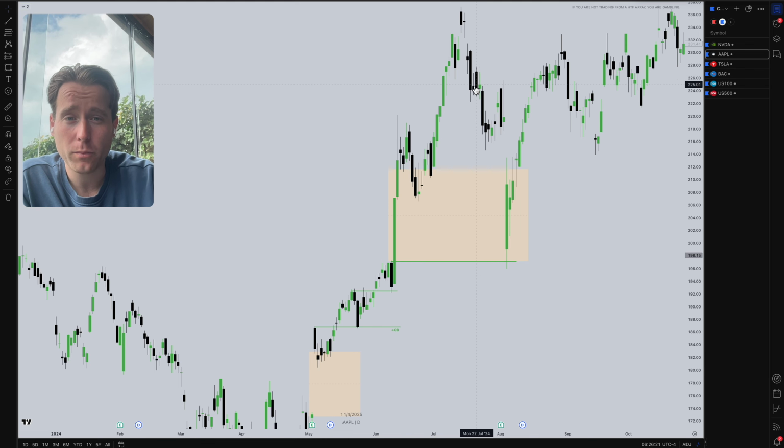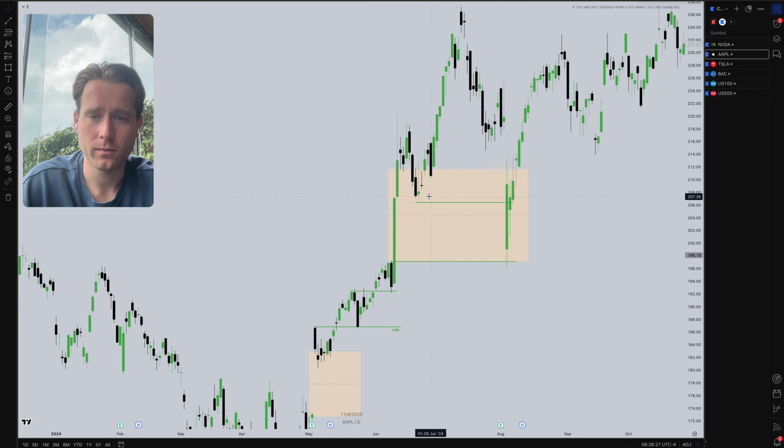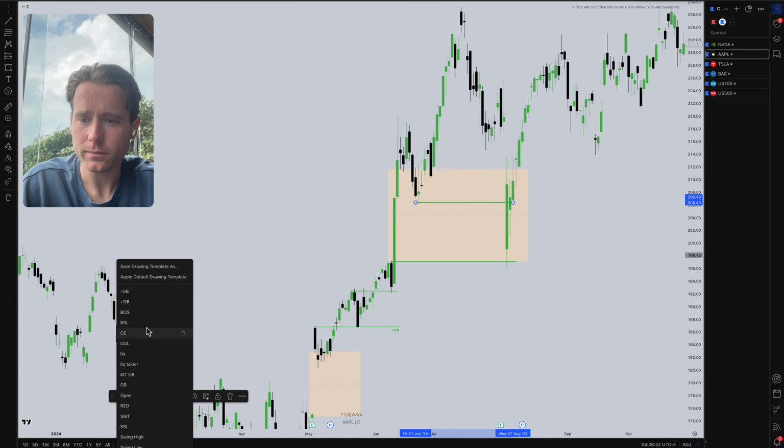But once we start breaking down, we want to take sell side liquidity. Example here. These lows are taken. Where do we stop? At the order block. Cool.